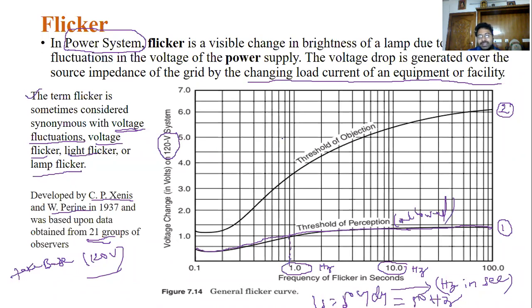But see this range, the threshold range of 1 to 10 Hz. See the second curve. This is the objectionable range. Now see the voltage change level, which is the percentage voltage change. You know that plus or minus 5% voltage change is allowable in India, but in foreign countries plus or minus 1% or 2% is allowable. If the change is up to 6 to 7%, that is the objectionable level.